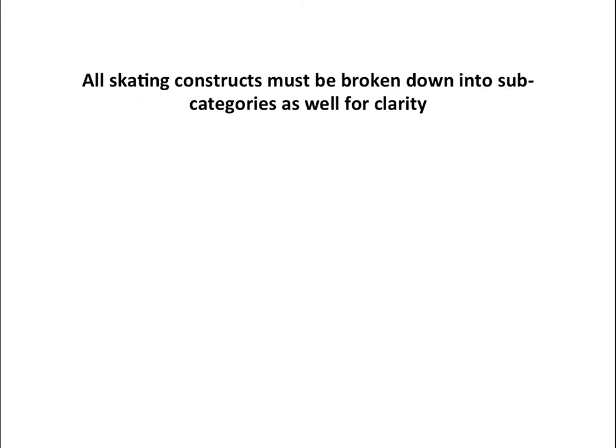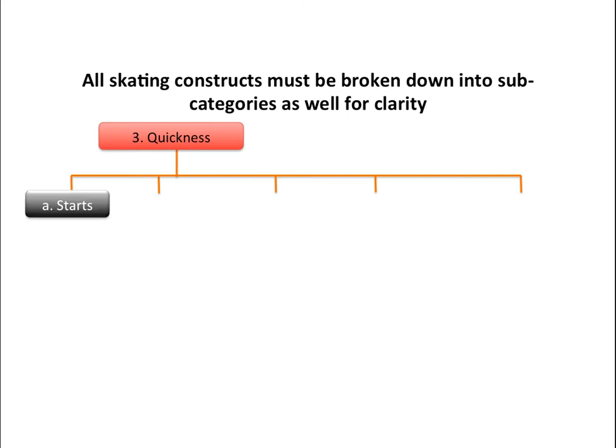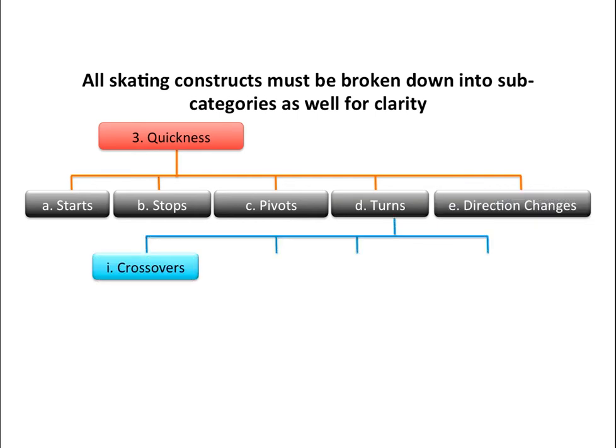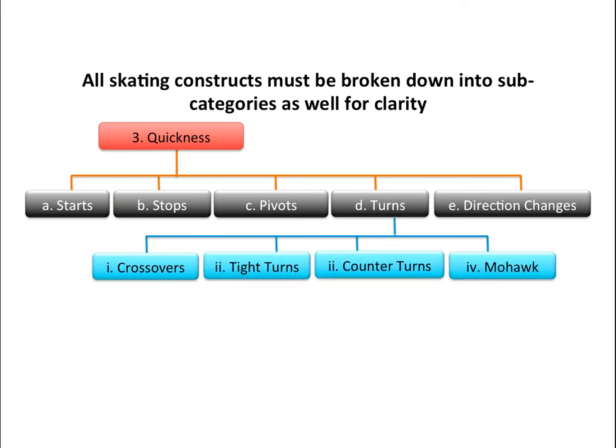All skating constructs must be broken down into subcategories as well for clarity. So we take quickness, we can break this down. We have quick starts, quick stops, quick pivots, quick turns, and quick direction changes. Breaking this down further, of course, we have turns. We have the crossover turn, tight turns, counter turns, and mohawk turns.